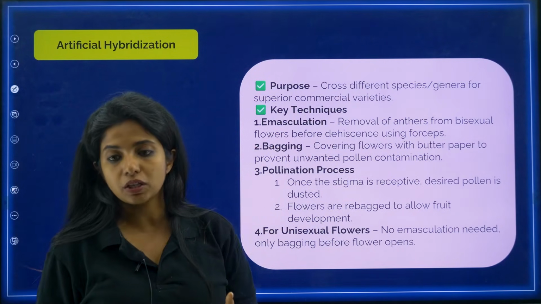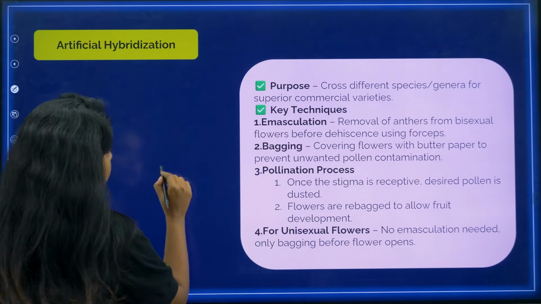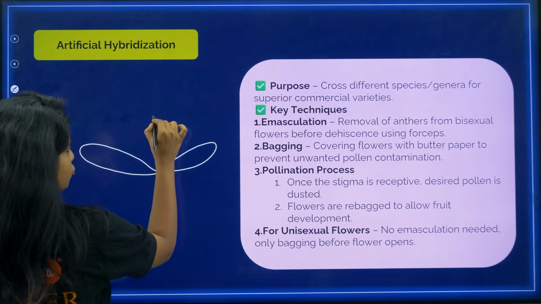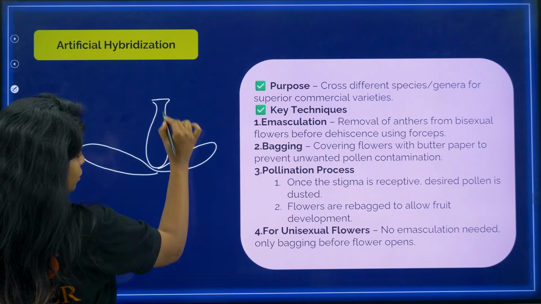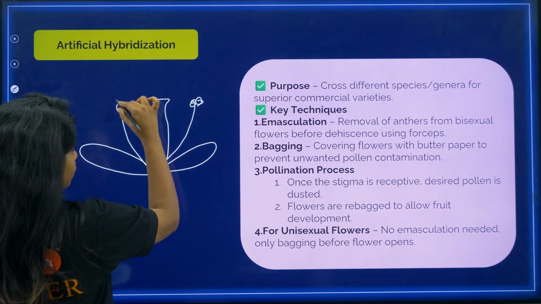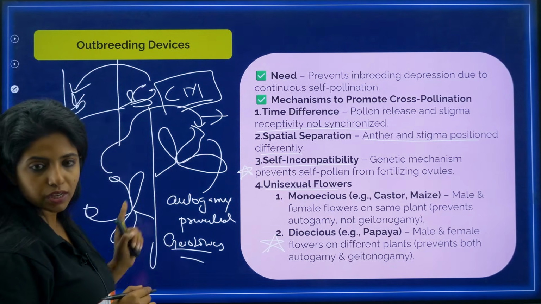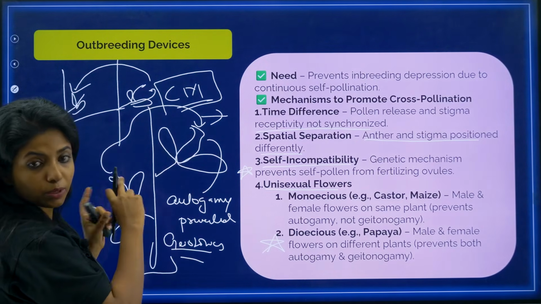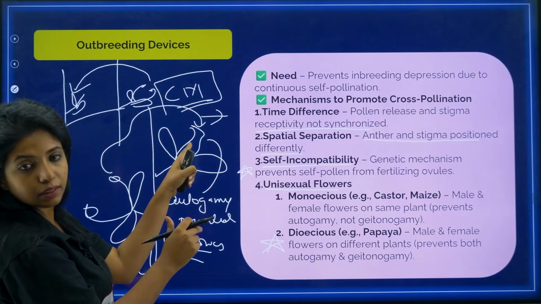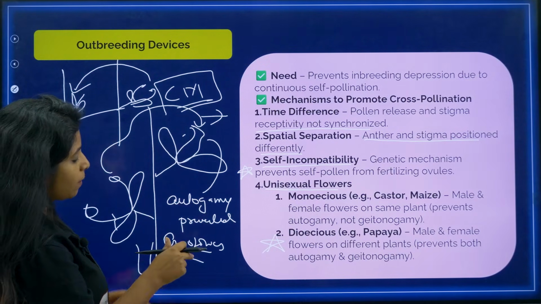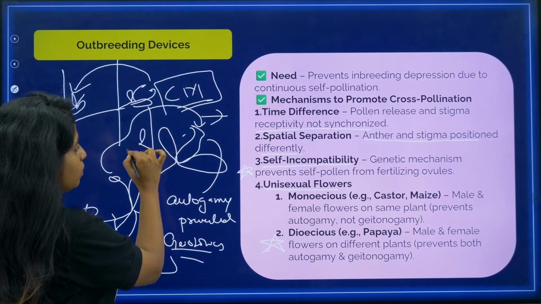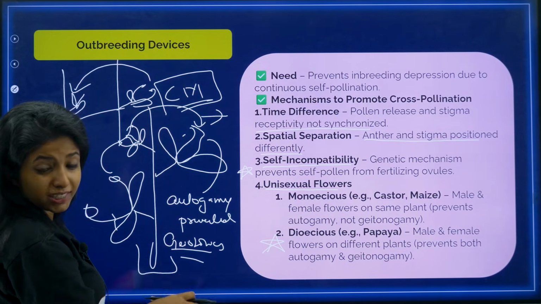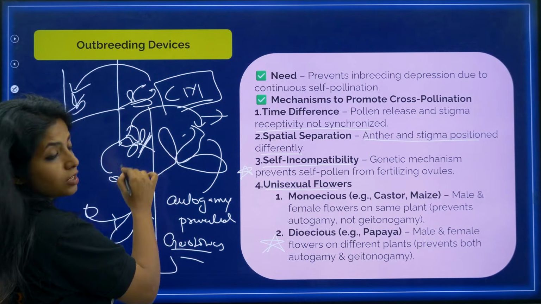The first thing that I do is emasculation. What do you mean by emasculation? Suppose this is a bisexual flower, as in it has both the sexes together in one particular flower itself. Over here you saw unisexual flowers. This plant is monoecious because it has both the sexes together, but over here this is a unisexual flower. There can be another case where both the flowers have both the parts. Still it will be monoecious because both the sexes are on the same plant, and the flowers are bisexual.